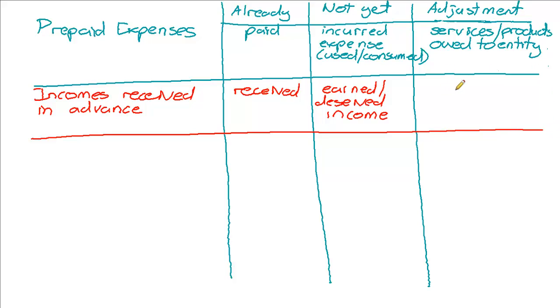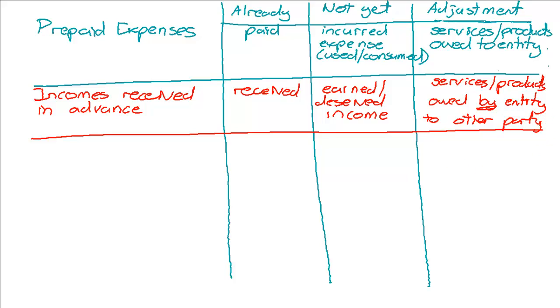So what we owe the person that we've received money from, remember the other party has already paid us, we've already received their money, but we have not yet deserved it, we've not yet provided the services or the products to them. So in this case, services or products, it's not going to be owed to the entity, it's being owed by the entity to the other party.